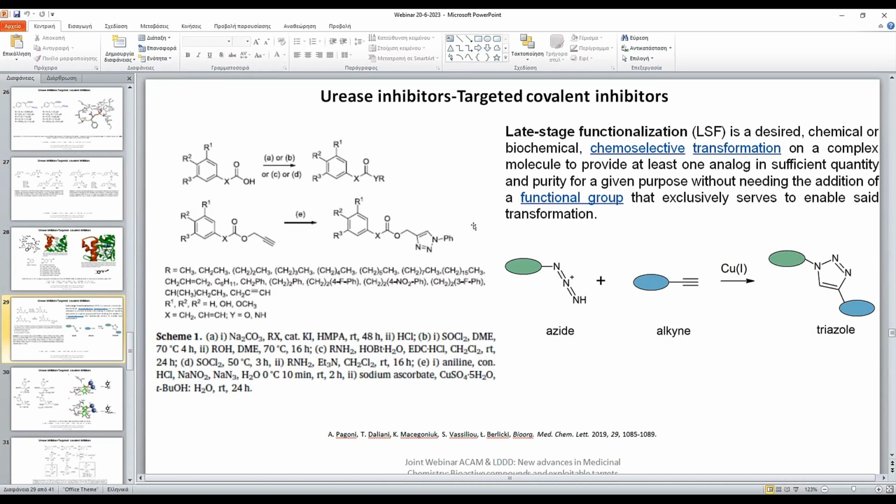I saw it in previous presentations that some of you worked on them. It involves an azide, an alkyne, and copper(I), and at the last step of the synthesis, you obtain a triazole. The click reaction was introduced by Professor Barry Sharpless, who received the Nobel Prize in Chemistry last year for this finding. Actually, it's a very chemoselective reaction.